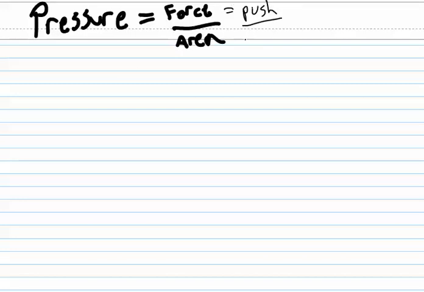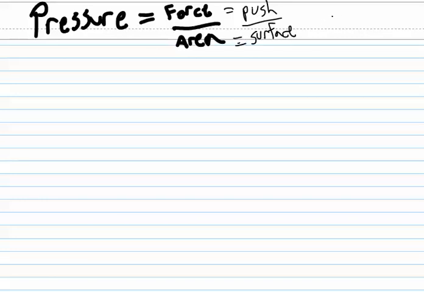Okay, here we go. Pressure. Pressure is another ratio. Pressure is a ratio of force divided by area. So pressure is how much push. So force is that amount of push. Not push, push. Push divided by area. So push divided by, how about instead of area I write surface. So pressure is the amount of push there is divided by the amount of surface you have.